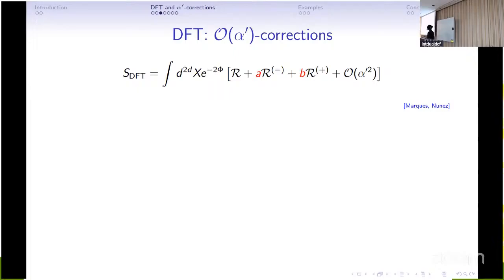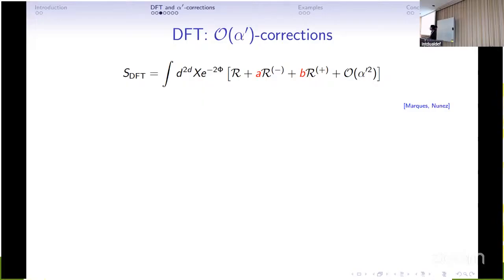So now let's look into some alpha prime corrections. Once again, going back to the DFT level, this first part is the curly R that we were just looking at, so that gives us the usual supergravity. Now we have these extra pieces showing up as well, which will take care of the alpha prime corrections. The little parameters A and B that you see in here are where the little alpha prime is sitting.